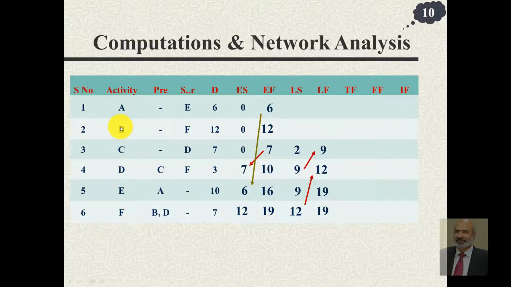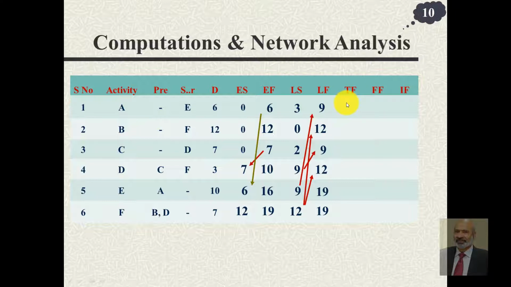B has a successor which is F, which had its latest start time as 12, so that 12 comes here. Subtract 12 from it, which is duration, you get 0. A has its successor as E. E had the latest start time of 9. This 9 would come here, subtract 6 from it, you get 3. So now we have found the earliest start time, earliest finish time, latest start time and latest finish time of all the activities in the network.